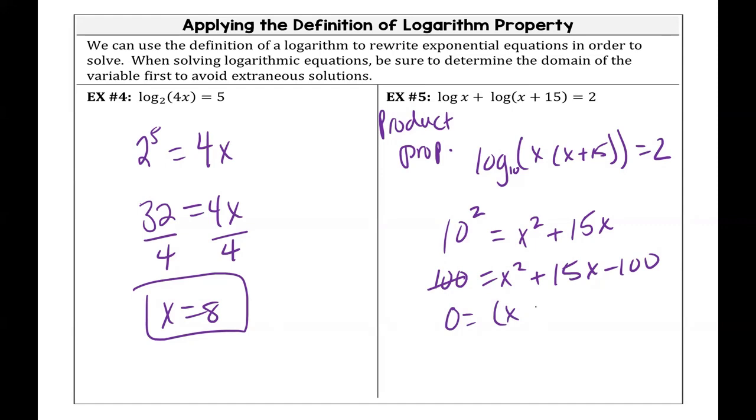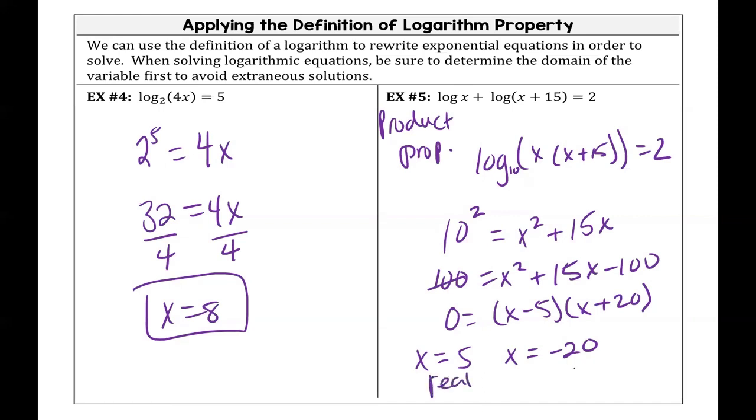5 and 20. What kind of 5 and 20? Negative 5 and a positive 20. What multiplies to give me negative 100, but adds to give me 15? So that means we get x equals positive 5 and x equals negative 20, which is my real.